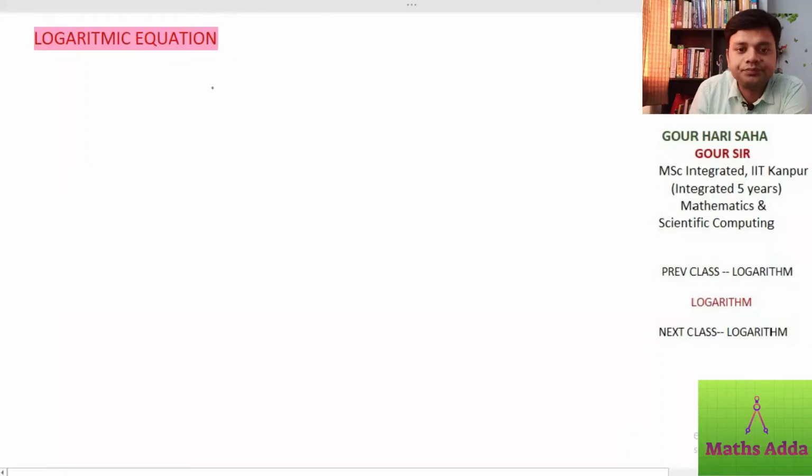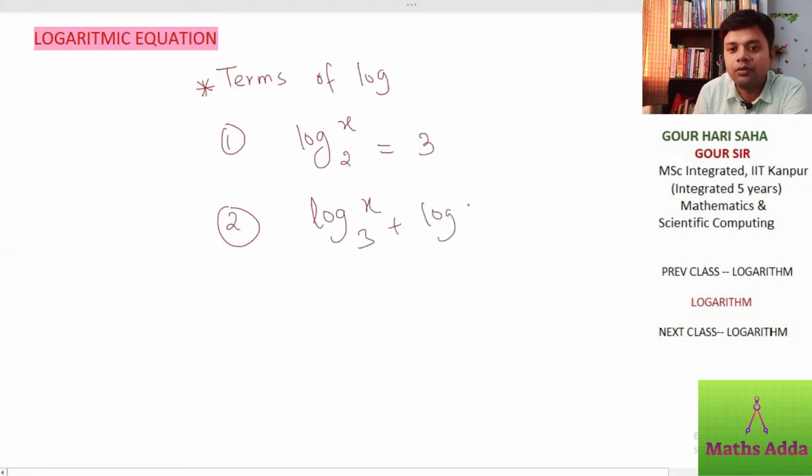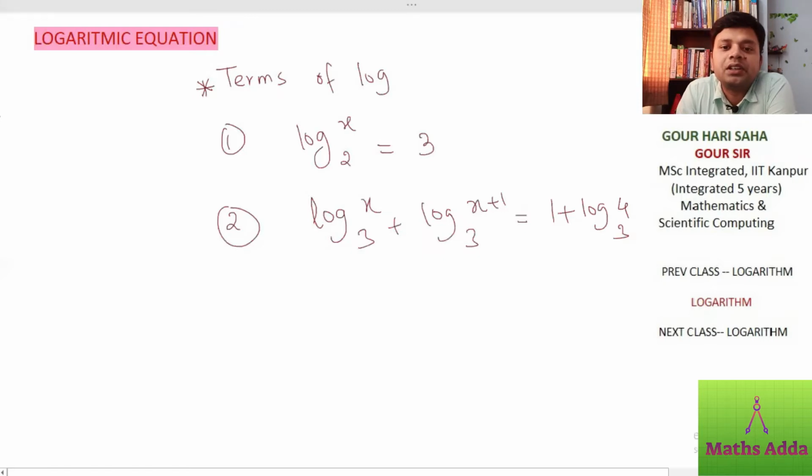Logarithmic equation. What type of question will be there? It will be containing terms of log. So what type? It can be like this one, or it can be like this. So logarithmic equations will contain terms of log.